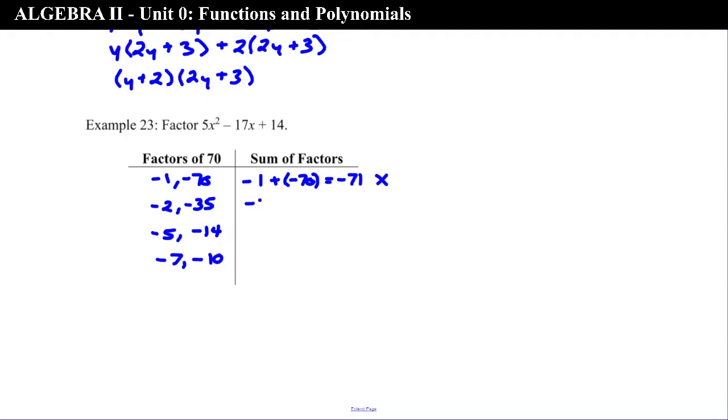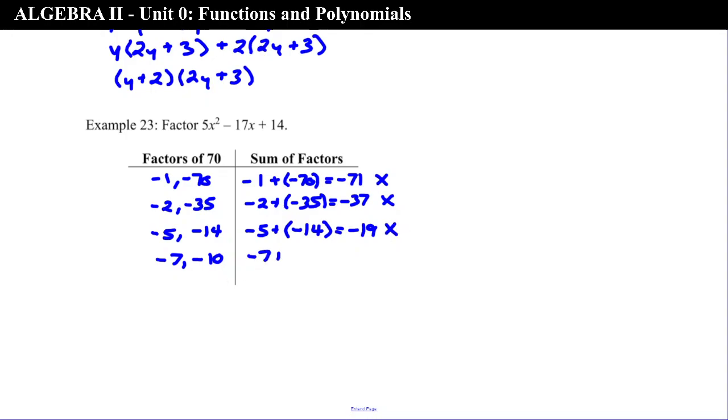Negative 2 plus negative 35 gives us negative 37. Well, that's not negative 17, so that won't work. Negative 5 plus negative 19, or I should say negative 14, getting ahead of myself. That's going to be negative 19. So that's not negative 17.